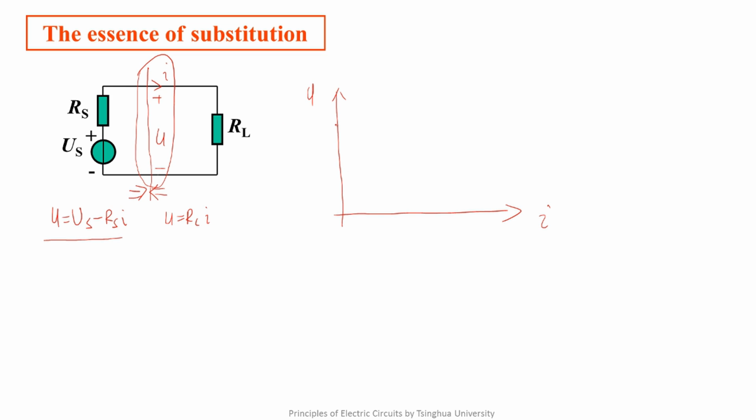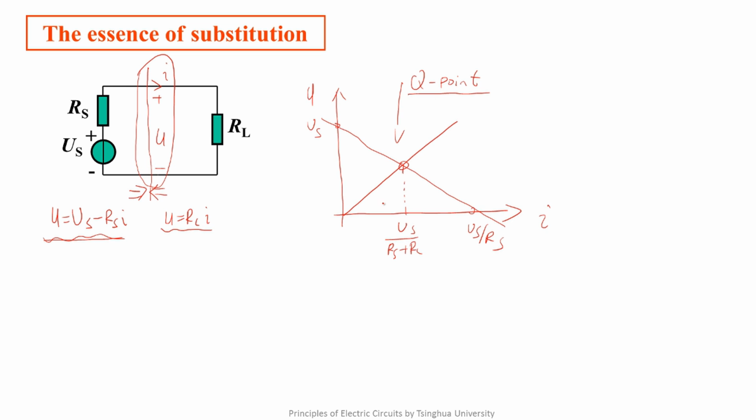In this equation, when I is 0, U is equal to US. When U is 0, I is equal to US over RS. The voltage current relationship can be represented by a straight line across these two points. This voltage current relationship can be represented by a straight line across the origin point. Their intersection is the operating point of the whole circuit. The concept of the operating point, or Q point, will be discussed in next week's lectures. The corresponding current of the operating point is US over RS plus RL, and the corresponding voltage is RL over RL plus RS times US.